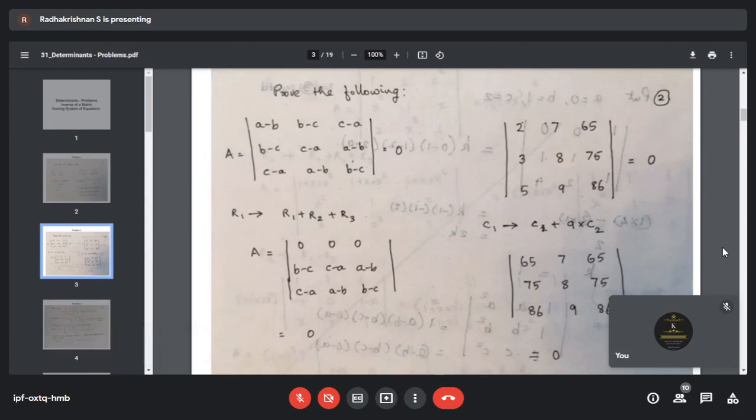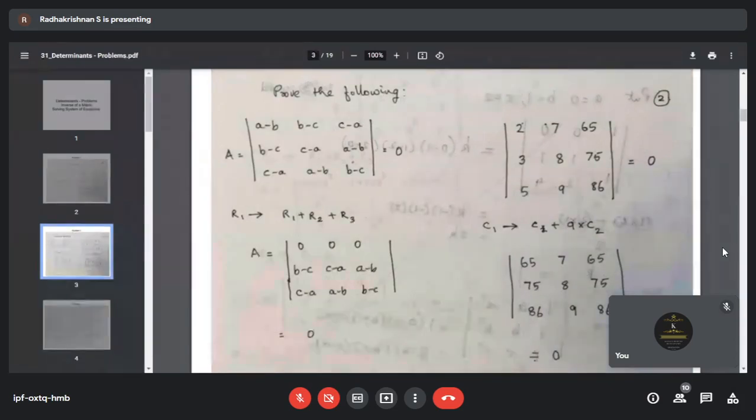Right? So once you make two columns equal, it automatically, using determinant properties, you can say that it is 0. So that's it. Okay. Fine. Shall we move on? Yes, sir.